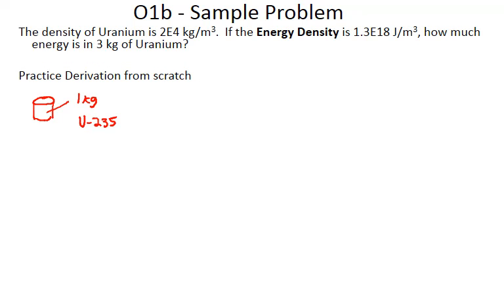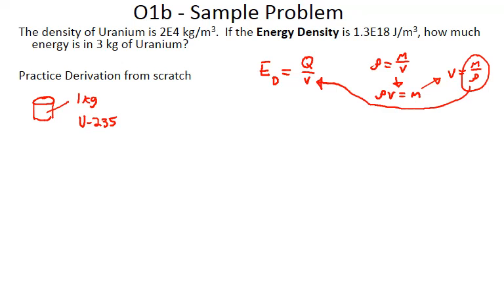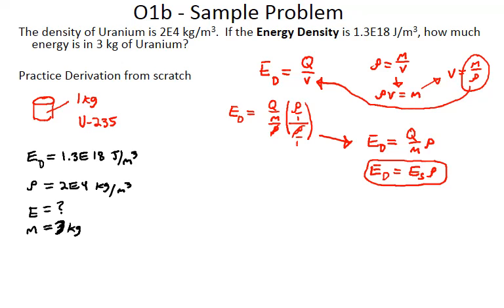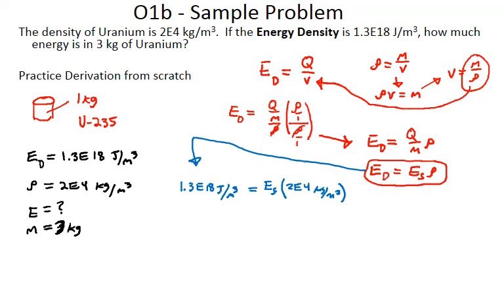Okay, so we've got the 1 kilogram of uranium-235, and we rearrange our equation there, make sure your derivation's okay, and we end up getting the specific energy times density equals energy density. So with this, we know the energy density now. We know the density itself. We're looking for the energy. We know how many kilograms we have.